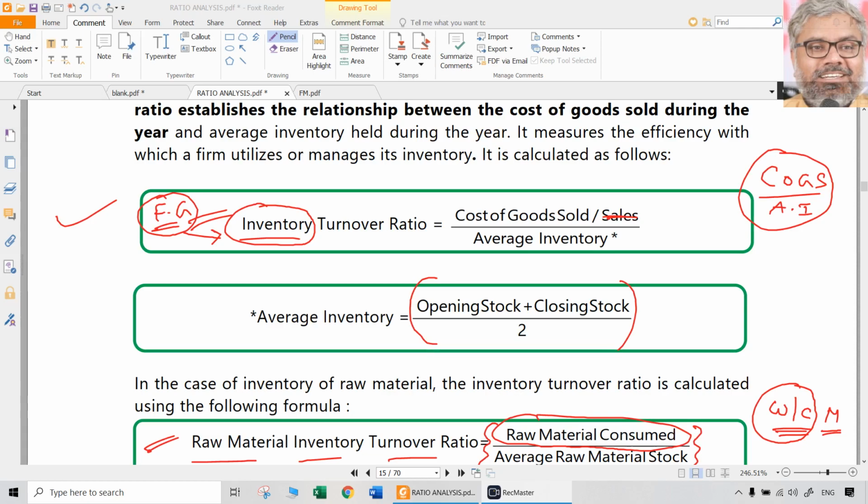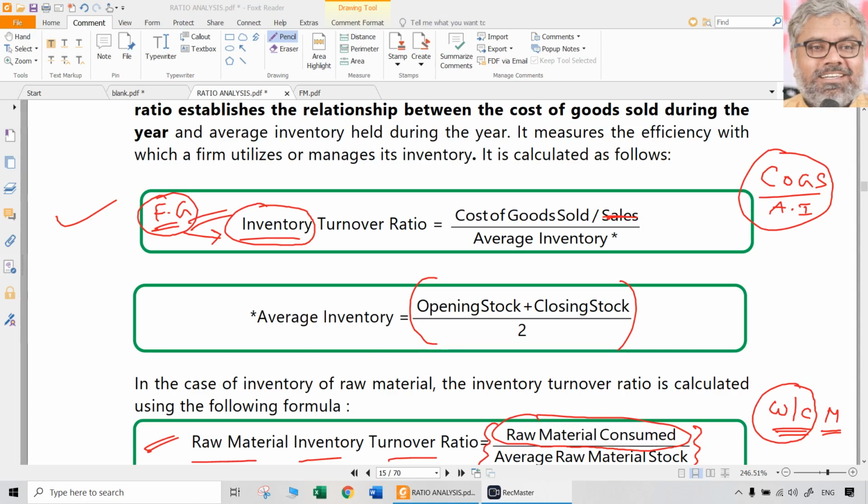Why is cost of goods sold in the numerator? Why is average inventory in the denominator? What are we talking about as inventory turnover? Whatever stocks you have in the form of finished goods, how many times are they getting turned over in a particular year? How many times are those being sold? But we are not taking sales. Rather than taking sales, we are taking cost of goods sold.